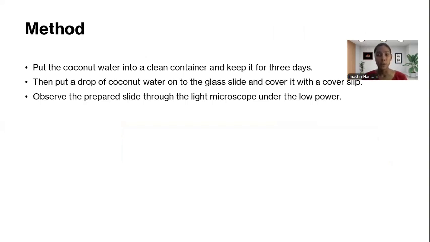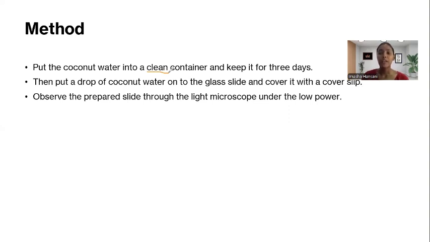Okay. Method is, we have to take some coconut water and put it into a clean container. Why have they mentioned that we have to use a clean container? It means we have to use a container which does not contain any contaminants. That means there cannot be any dust particle or any other particle, because we are going to observe microorganisms. What will happen if there are any other particles? We can't observe the microorganisms clearly. So we have to get a clean container and put coconut water into that.